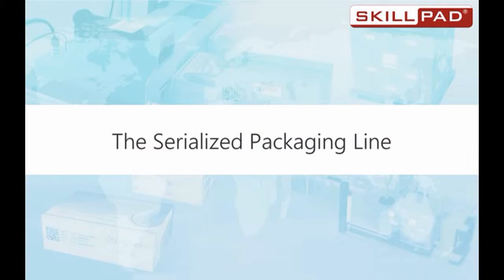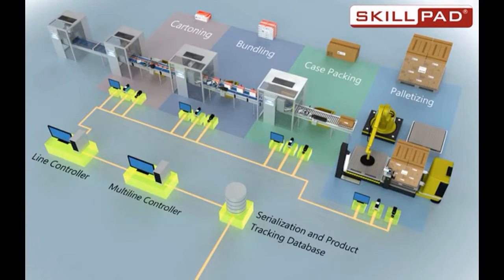The serialized packaging line. Here you can see how items are combined into bundles, the bundles are packed into cases, and the cases are loaded onto pallets. You can also see how each station has a labeler and/or printer and a camera. In a normal packaging operation, all steps are automated, and the operators monitor the line.